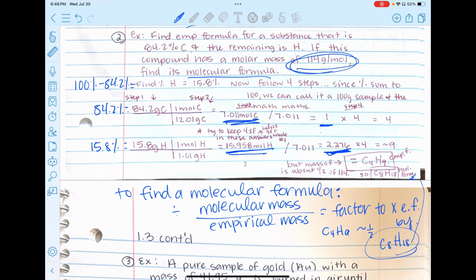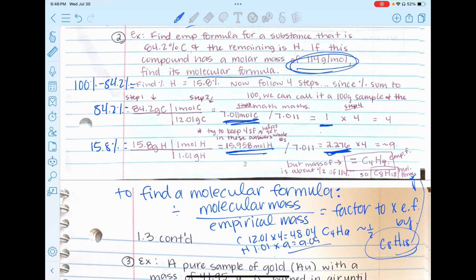Now, how did I know it was half? Well, let's work it out. 12.01 times 4. I can mentally do this math and get an estimate to know it's going to be about double. It has to be by a whole number factor, right? Every time this will give you a whole number factor. So 12.01 times 4 should give me 48.04. And then I have 1.01 for our hydrogen, times 9, which gives me 9.09.